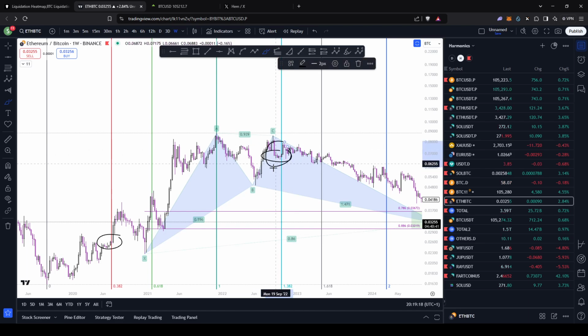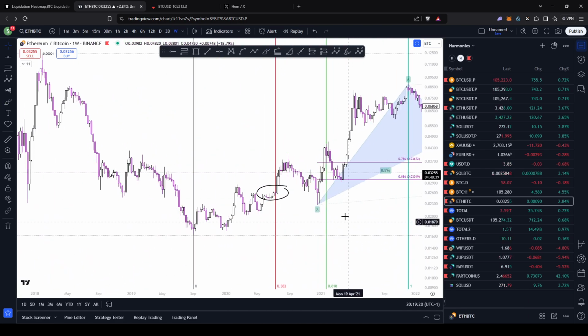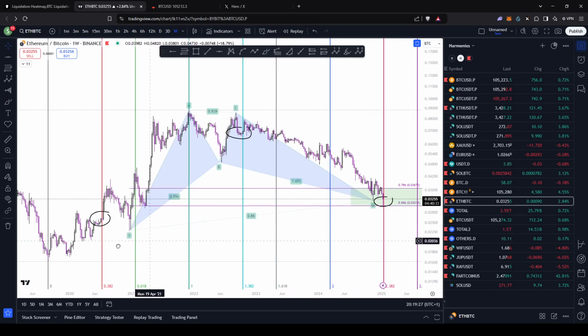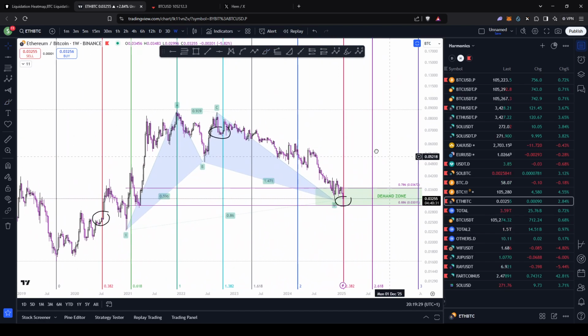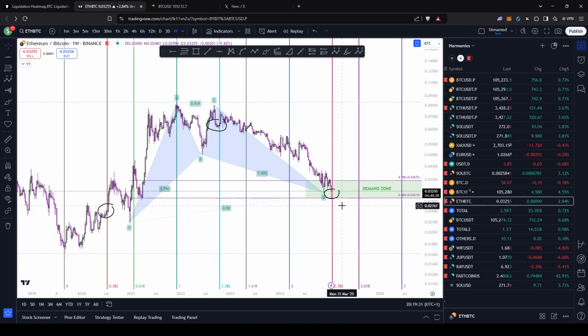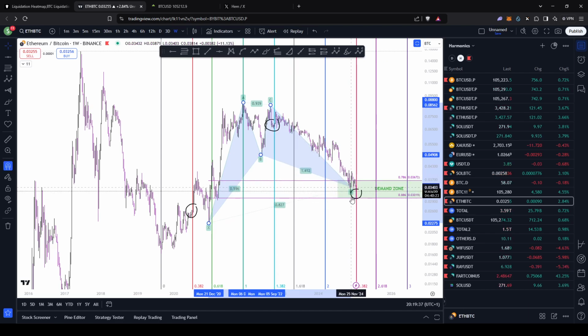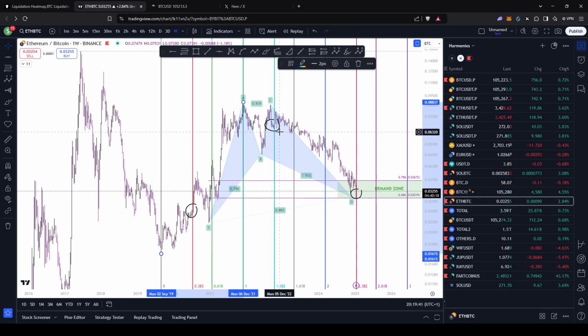1382 was the local bottom. We can also see that 0382 was also the local bottom before an impulsive move for Ethereum. So just putting that into perspective with a bullish harmonic and your demand zone higher time frame fibs makes this very bullish overall for Ethereum. So I'm expecting some strength.